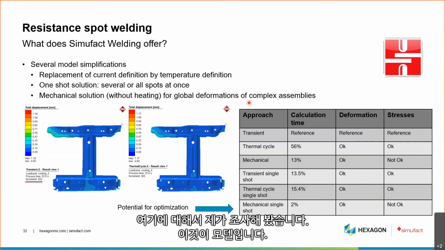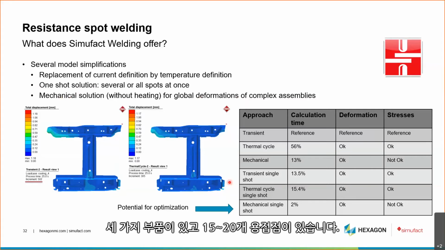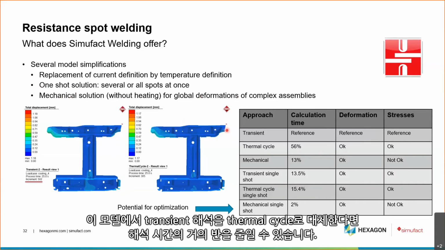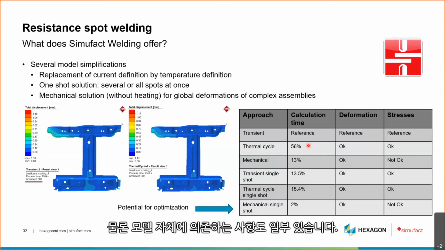I have done a small investigation about it. So this is a model, basically 3 components with something about 15 to 20 spots. If I replace in this model the transient solution by thermal cycle, I already save almost half of the calculation time. Of course, it depends a bit on the model itself.